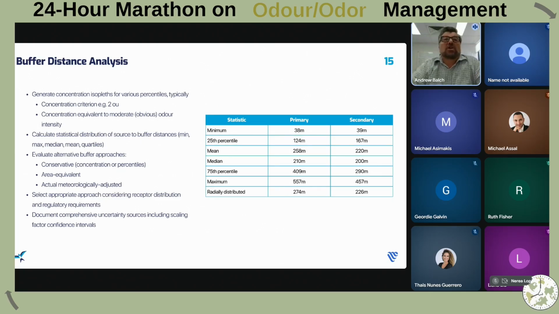This analysis showed a primary treatment maximum distance of 557 metres versus a secondary treatment maximum of 457 metres, with area equivalent radial buffers of 274 and 226 metres respectively.